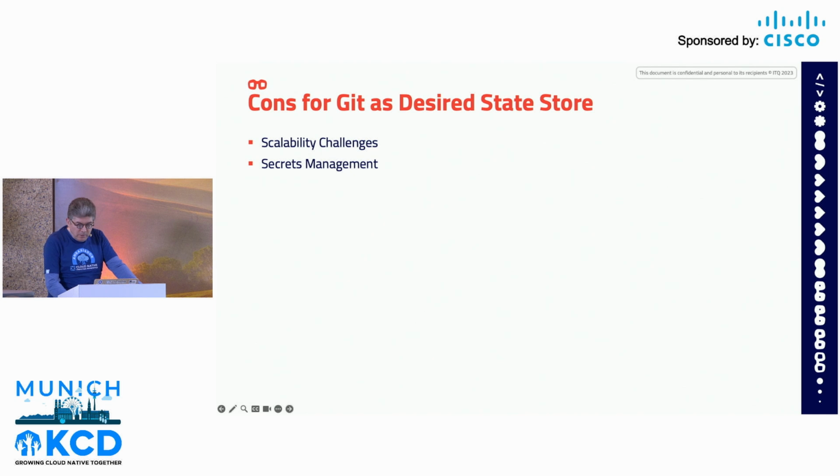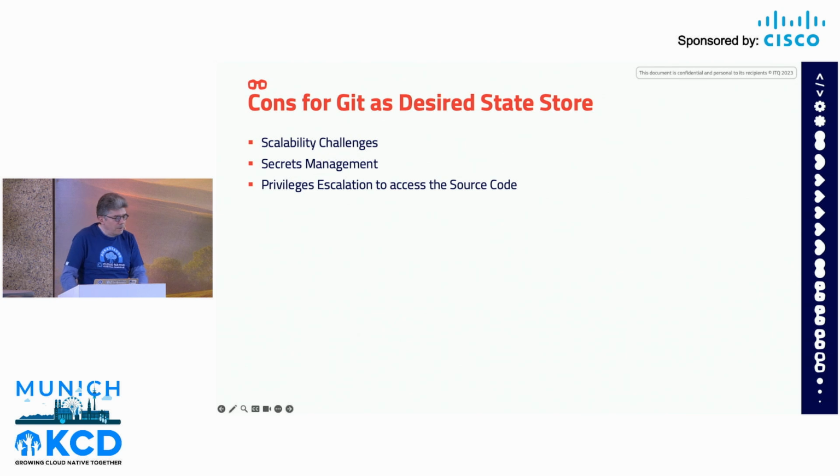Then secret management is difficult on Git itself, so you need extra tools on top of Git to manage secrets. And because privilege escalation can also occur on Git, the Git operator can get access to sensitive source code or can manipulate this source code as well. So I prefer to have a separation of concerns between the producer and the consumer of the data. To overcome this challenge, you can use an OCI registry as the desired state store for GitOps.